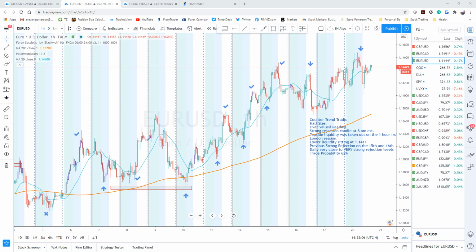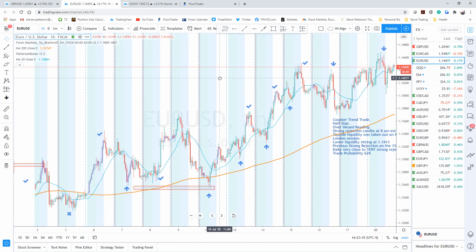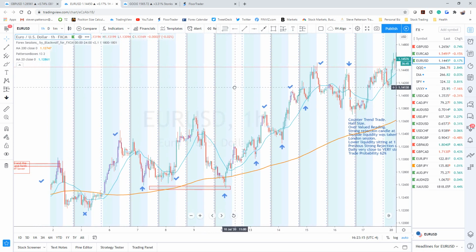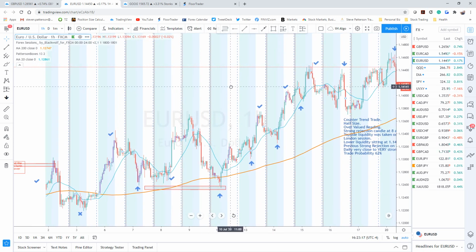So what you're looking at here is my first trade of the day, based off of my order flow read and based upon my custom algo that I've built.